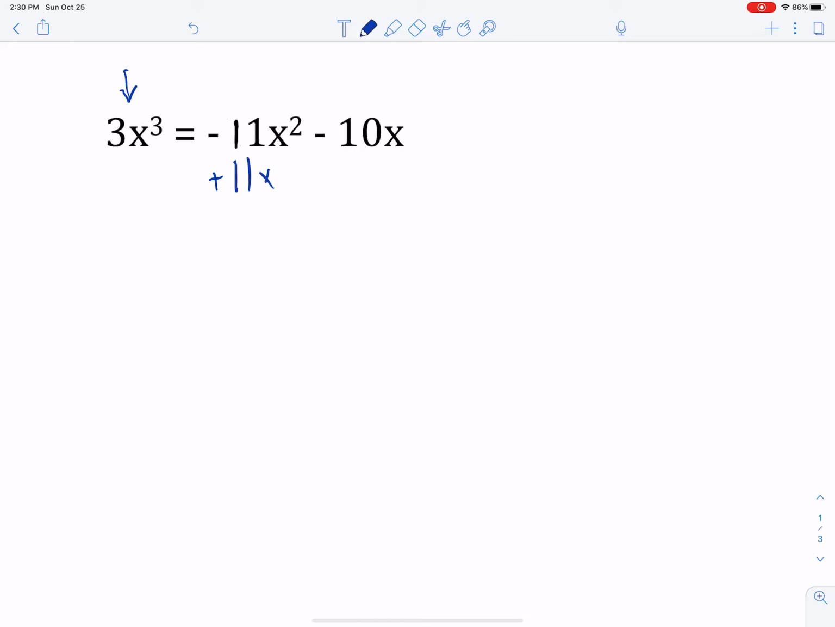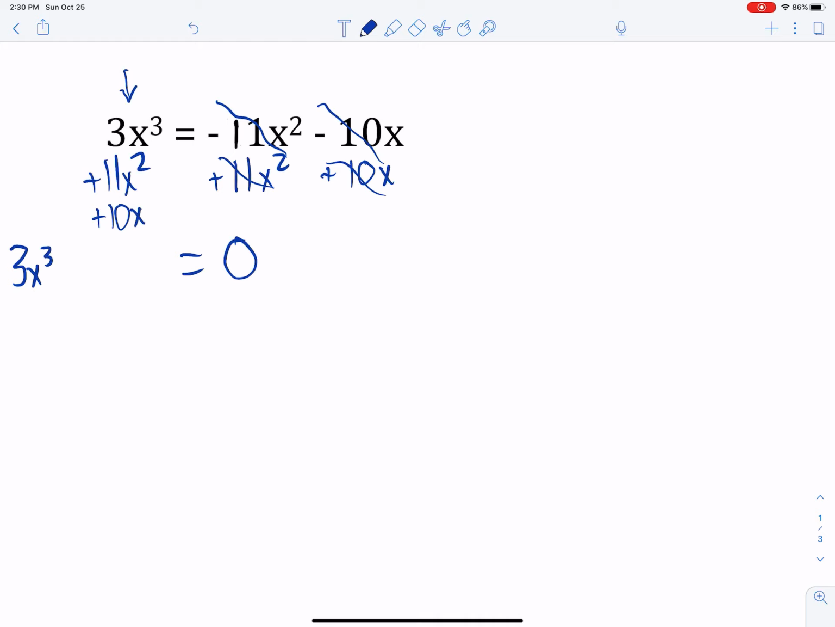I add 11x squared to both sides, and I add 10x to both sides. Now on the right side, everything's opposites, so they cancel out, and I get 0, which is what I wanted. On the left side, there's no like terms over there. They're all separate. So we would have 3x to the third plus 11x squared plus 10x is equal to 0.